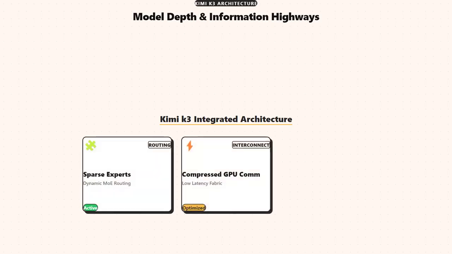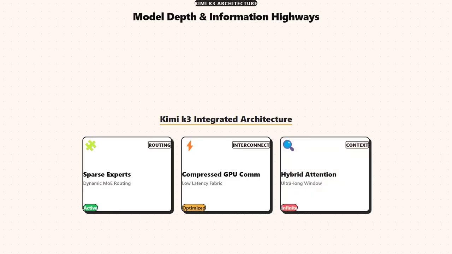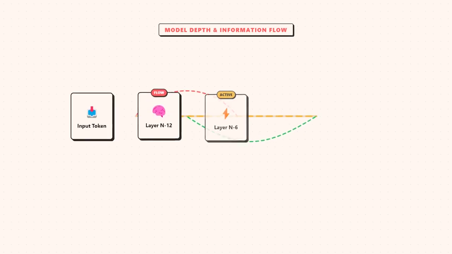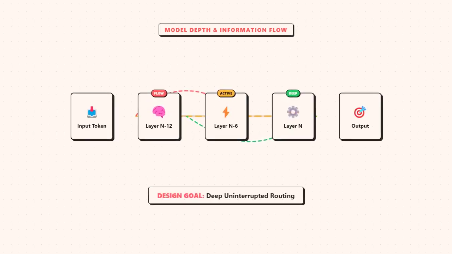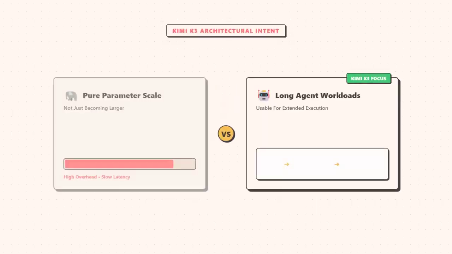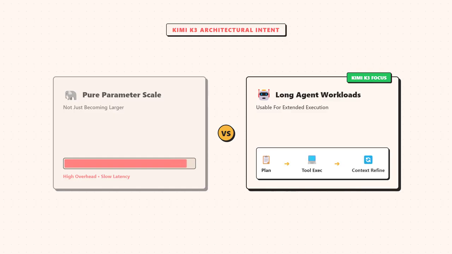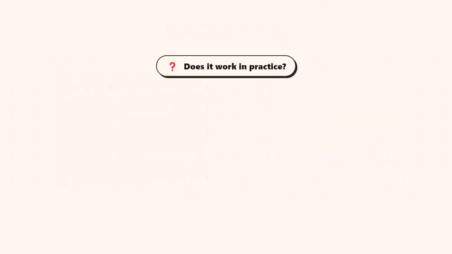So now, put those ideas together. You have sparse experts, compressed communication between GPUs, hybrid attention for long contexts, and improved information flow through the depth of the model. And that shows us the actual design goal. Kimi K3 isn't just trying to become larger, it's trying to make an extremely large model usable for long agent-style workloads. But does it work?